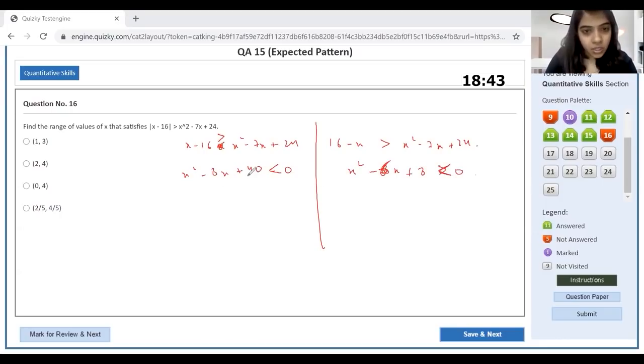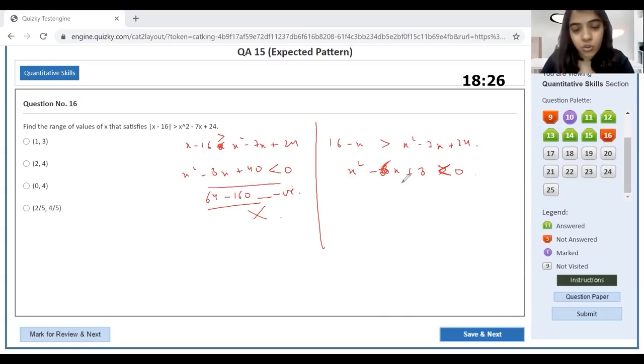Let's see, 8 5s are 40. Do we have a solution here? Let's find what is b square minus 4ac. It is 64 minus 160. This is what? Negative. So there is no real solution to this. There's no solution here. Let's go here.